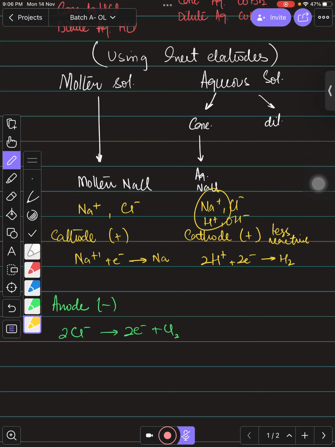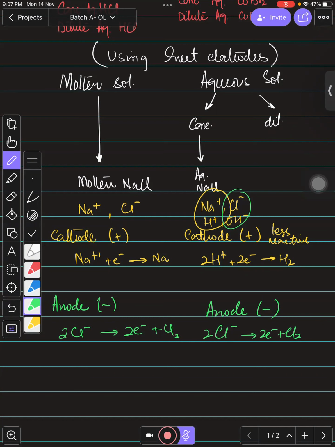If you talk about the anode, the one which is in greater quantity will go over there. Right now the salt is concentrated, which means the anion present in the salt is greater, so chloride will go over there. By the loss of two electrons, chlorine gas will be formed.